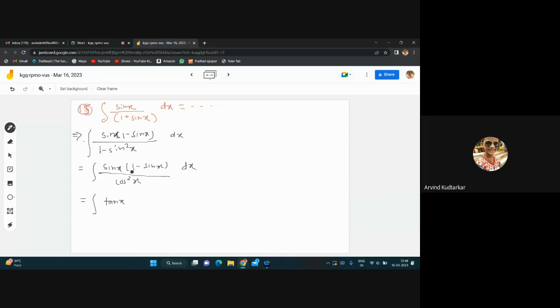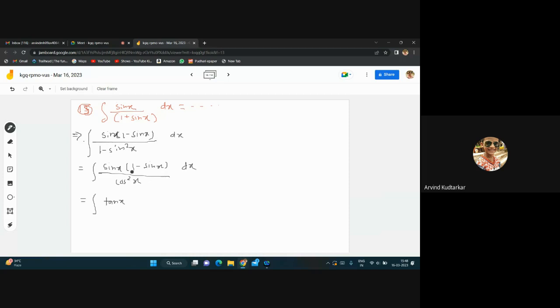See here. So once again, I will explain in detail. Sin x into 1 upon cos square, meaning sin by cos is tan, and 1 by cos is sec. And sin into sin means sin square x. Sin square x by cos square x means tan square x, into dx.